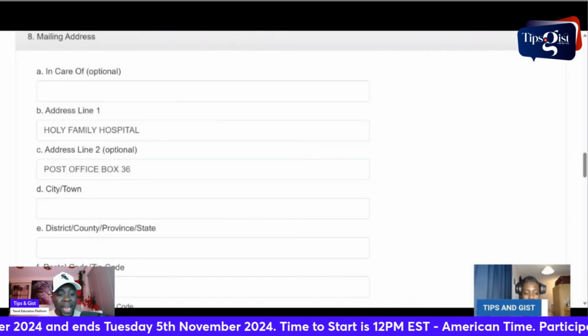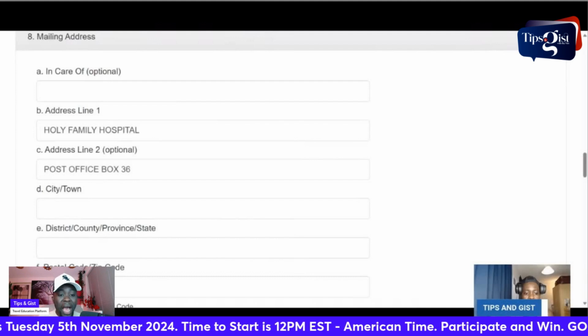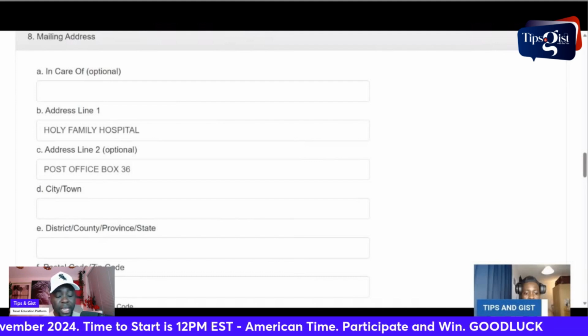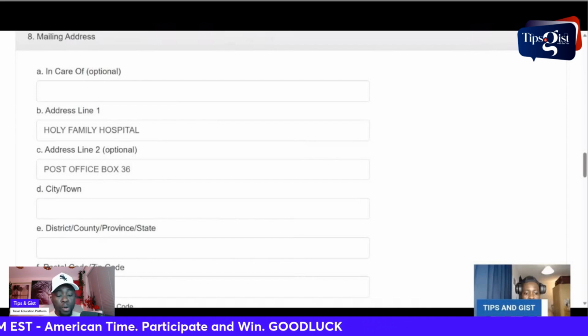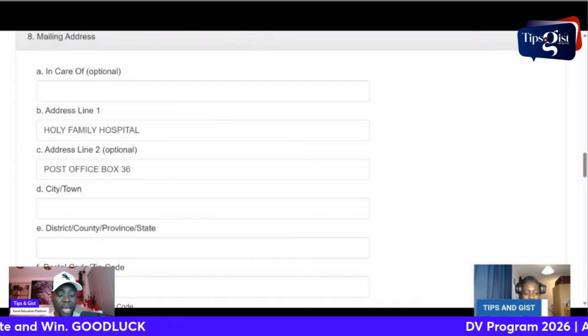Question number 8 is mailing address. Now, mailing address has 8A, B, C, D, E, F, and G. About 7 spaces that you are supposed to fill. Questions A and C are optional. You can leave that part.